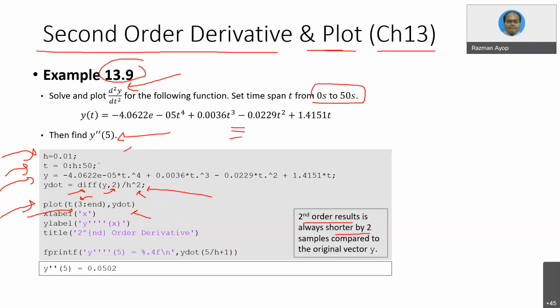For the time, for example, time is 0, 0.01, 0.02, 0.03. So the 2 numbers are 0 and 0.01. You have to delete them. So this one is also important. Make sure you know how to do this.